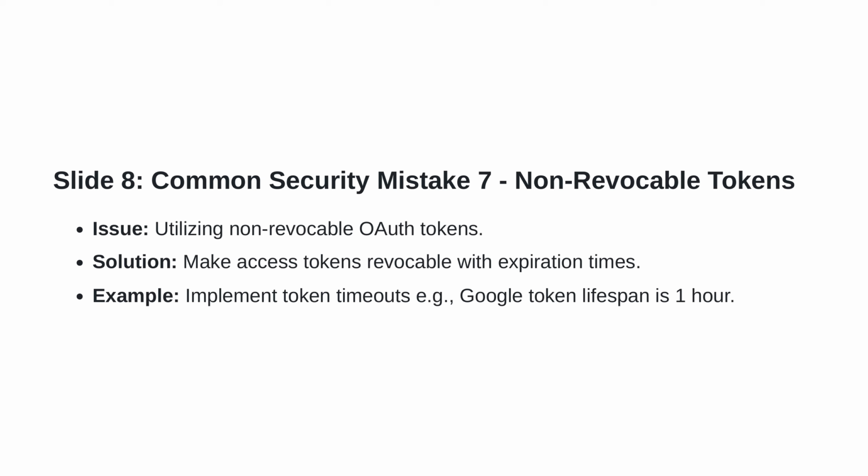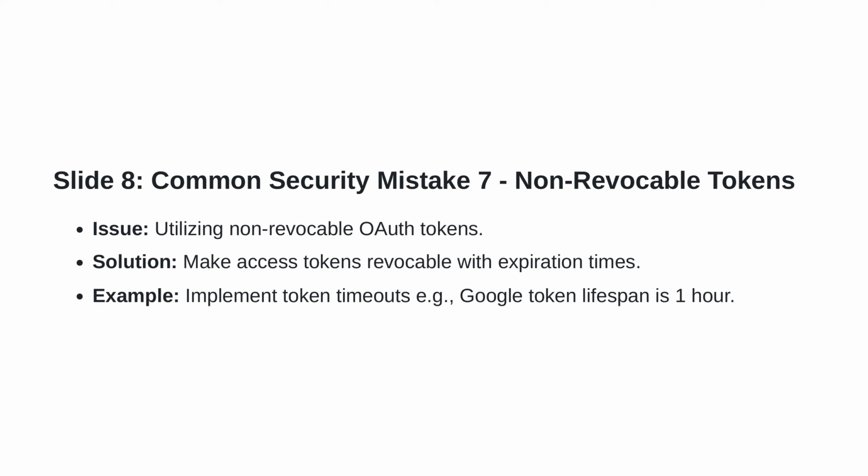On this slide, we're talking about the seventh common security mistake, which is the use of non-revocable tokens. This generally refers to a scenario where OAuth tokens, once issued, cannot be revoked or expired by the application. This can lead to security issues if a malicious party gains access to the token. The solution is relatively straightforward. It's crucial to make access tokens revocable, implementing expiration times so that tokens cannot be used indefinitely. Having these measures in place greatly reduces the potential damage, even if the token was to fall into the wrong hands.